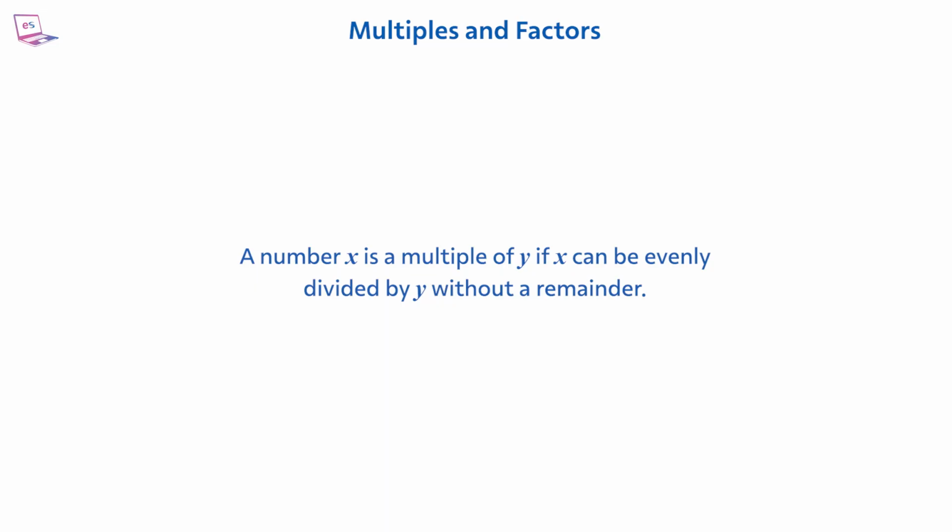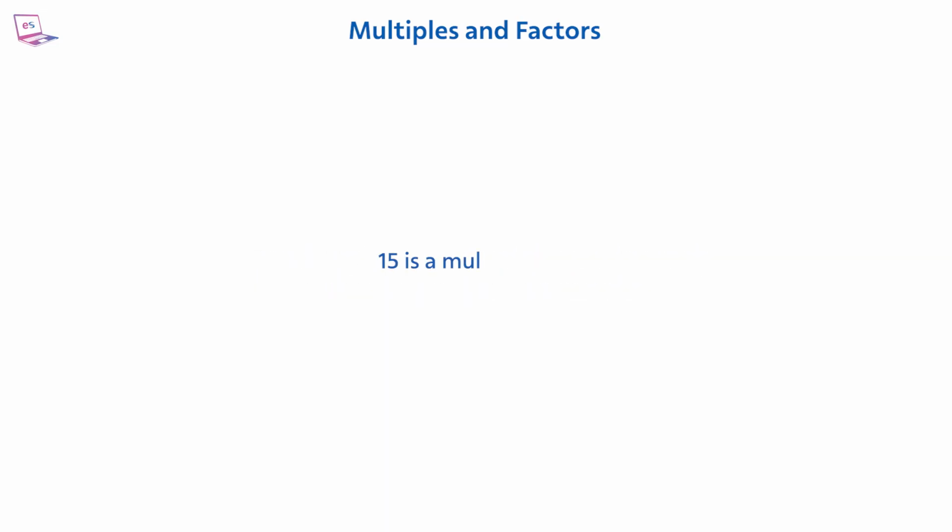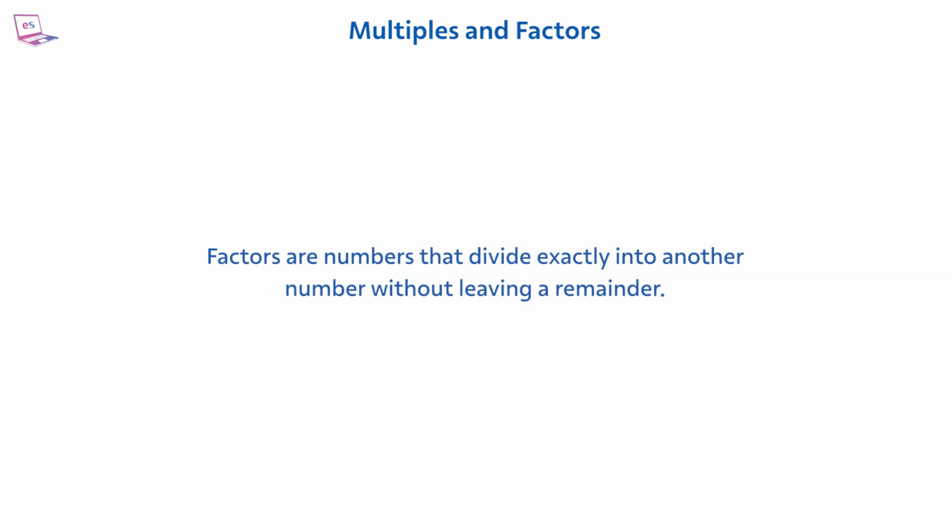A number x is a multiple of y if x can be evenly divided by y without a remainder. For example, 15 is a multiple of 5 because 15 divided by 5 equals 3 and the remainder is 0. Now, let's move on to factors. What are factors? Factors are numbers that divide exactly into another number without leaving a remainder.